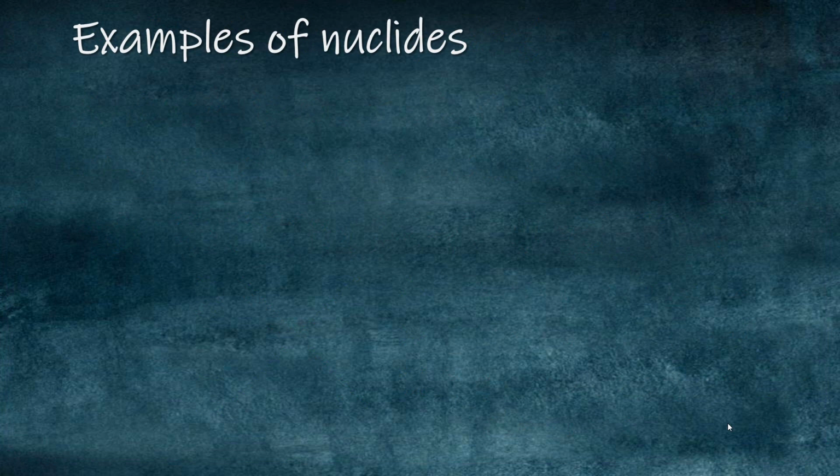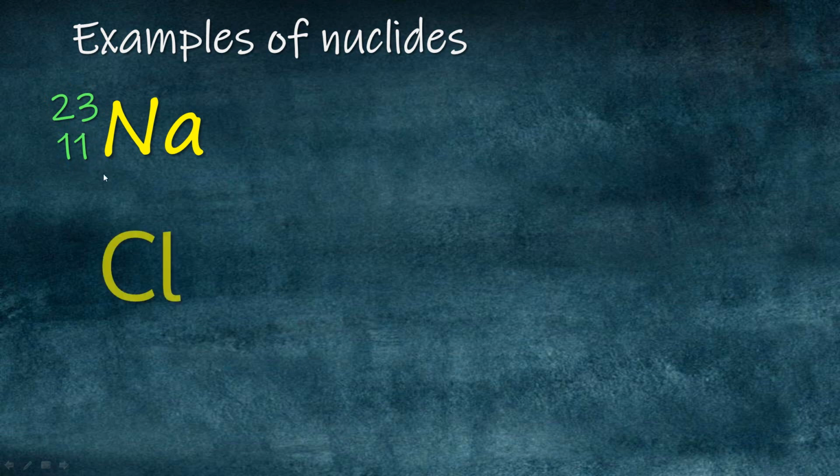Let's look at examples of nuclides. So we have Na. Na is natrium, which is sodium in English. So we have a sodium nuclide, but to be a nuclide, the atomic mass has to be known and the atomic number also has to be known. So this means that the number of protons and neutrons is 23 and the number of protons is 11. We shall discuss more about that.